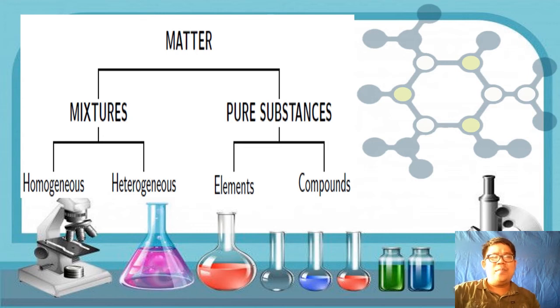So sa ating diagram, makikita ninyo na there are two classification of matter, which is the pure substance and the mixture. Under pure substance, meron din tayong tinatawag na classification, which is the elements and compounds that is being discussed in our module 2. And there is also mixture and has two classification, which is the heterogeneous and the homogeneous mixtures.